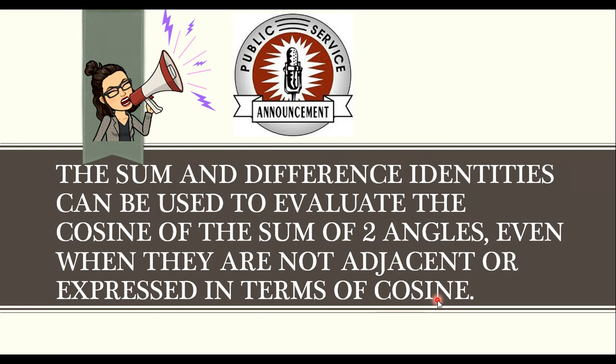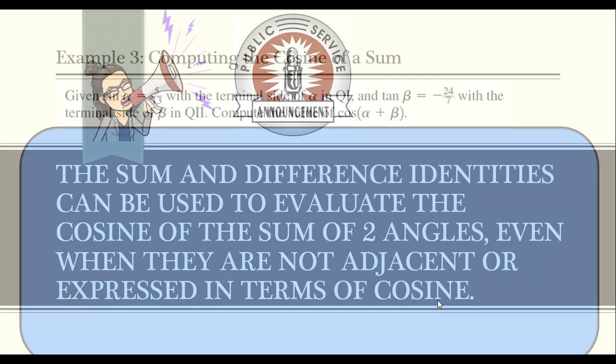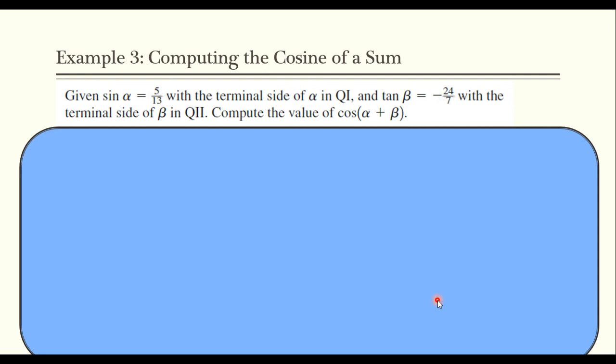I can use these sum and difference identities to not only evaluate two angles that aren't close to each other and are being added together, but it might not even be in terms of cosine to begin with, and I can still use this. I can kind of finagle my way and figure that out. So this is kind of why these are so cool, in a sense: you can do so much with them when at first it seems like you can't. So this is our last example for the day, computing the cosine of a sum. And this is kind of a little bit of a two-parter. So let's see the sitch we've got here.